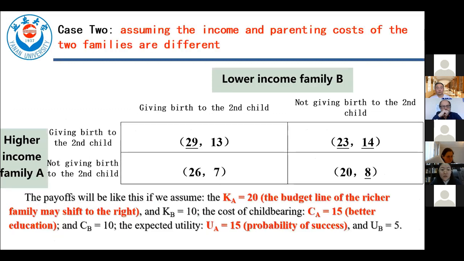So in case 2, we assumed that the income and parenting cost of the two families are different, and other external conditions are identical with case 1. And now the Nash equilibrium should be 23-14, which means the higher income family is willing to have the second child. That's because the richer family can spend more on elite education, so that they can ensure that both of their children have good social status in the future.